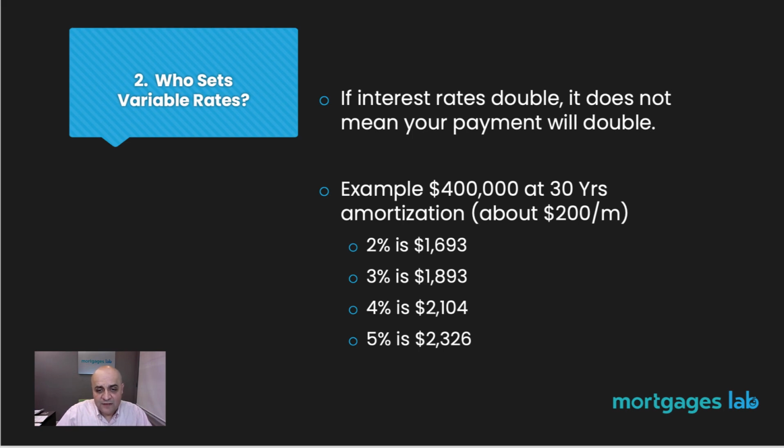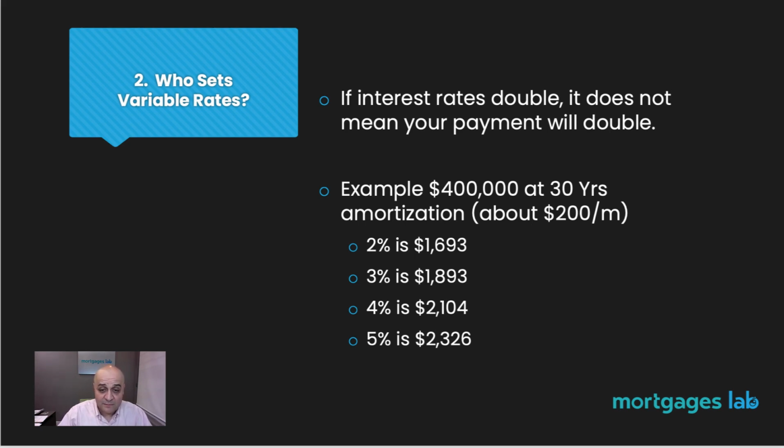Now, another common fear: if interest rates double, my payment will double. So I just did a quick example here on a $400,000 mortgage at 30 years amortization. If you have an interest rate of 2%, your payment is $1,693. If you go to 3%, your payment is $1,893. If you go to 4%, it's $2,104, and 5%, $2,326. So if you see, when you go from 2% to 4%, it increases by $400. Okay, so that's roughly the math.